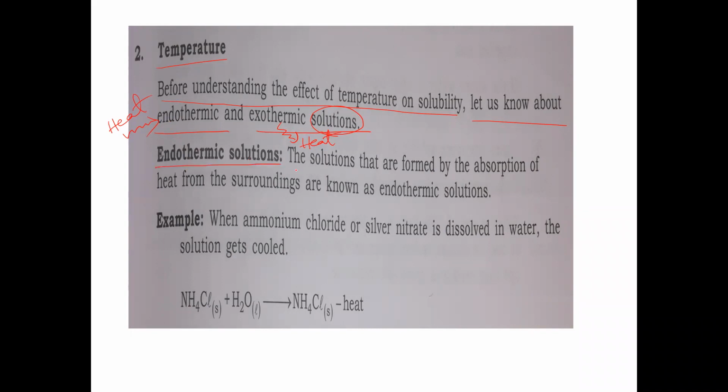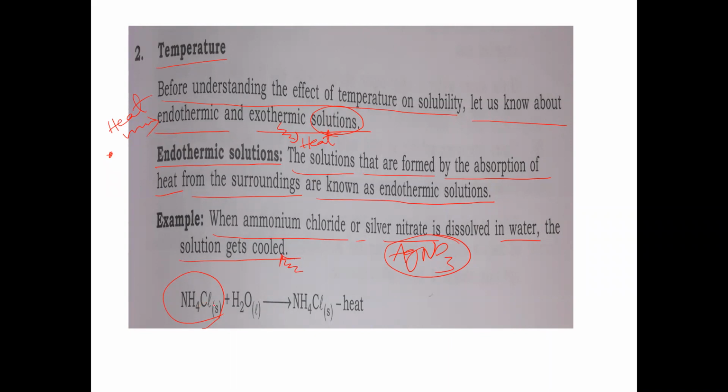Now, endothermic solutions are the solutions that are formed by the absorption of heat from the surroundings. Example: when ammonium chloride, NH4Cl, or silver nitrate, AgNO3, is dissolved in water, water being the solvent here, the solution gets cooled. Cooled means heat energy is absorbed. As heat energy is absorbed, the cooling effect occurred here.